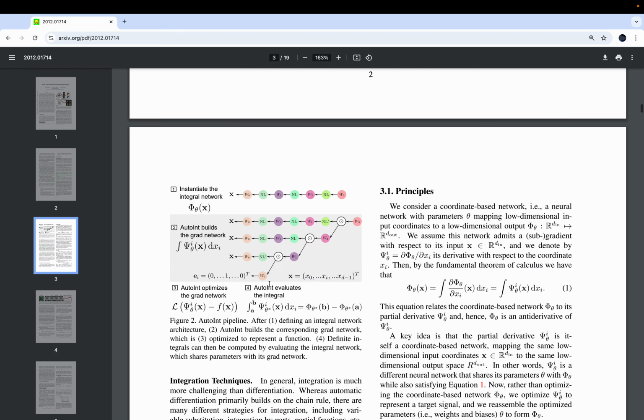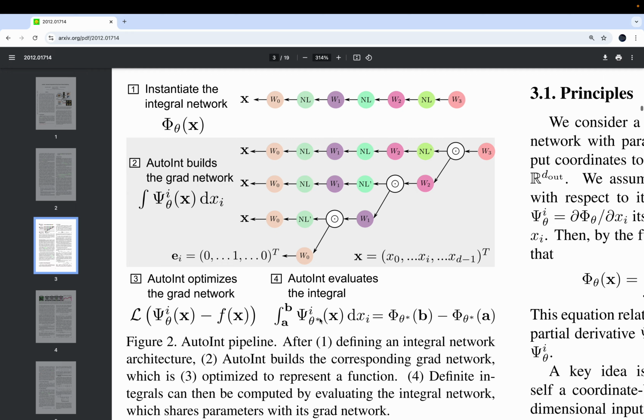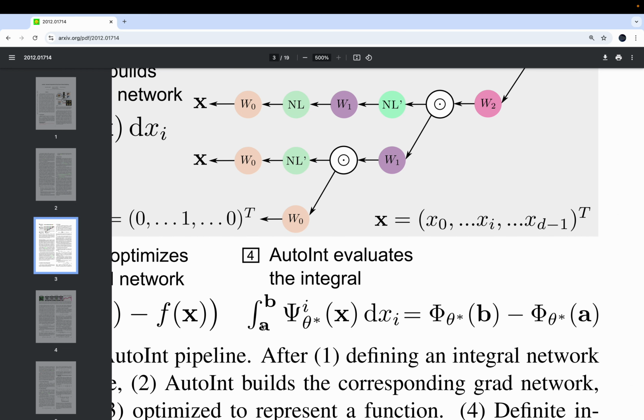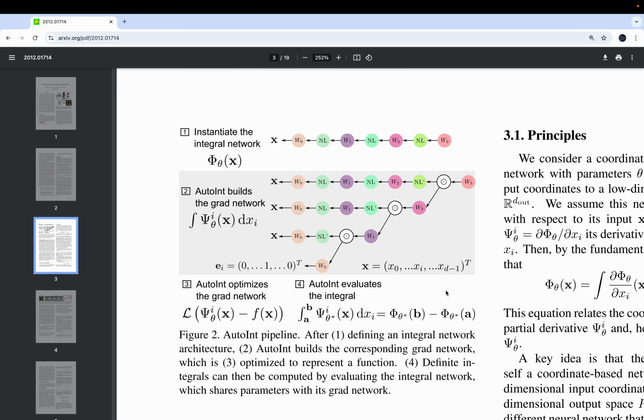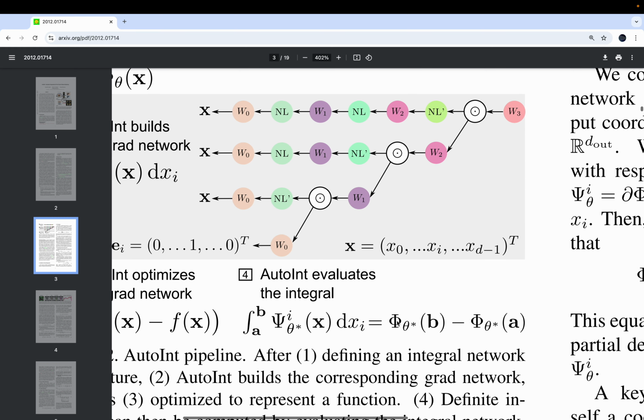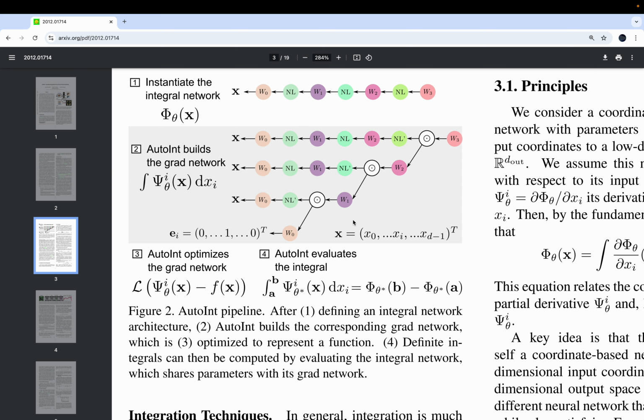So maybe we can start by having a look at figure 2. Basically, when we solve an integral, the value of this integral is equal to the integral of the integrand from minus infinity to b, minus the integral from minus infinity to a. And of course there is a relationship between phi and psi.